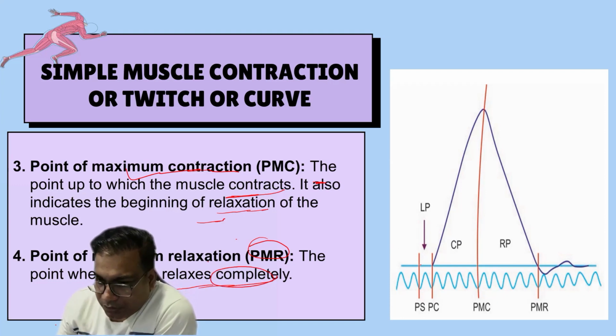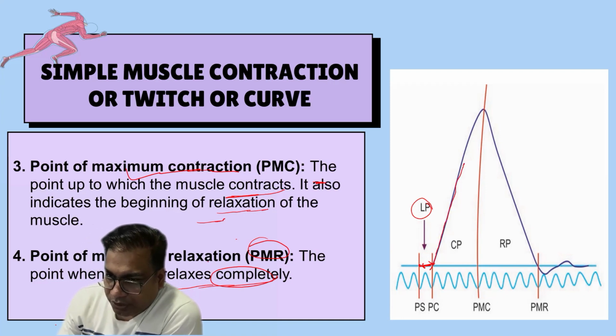Now come to this graph again. This is the point of stimulation, but immediately after stimulation, the muscle doesn't contract. There is a lag, a gap or pause. This period is called latent period. After this latent period, contraction of muscle starts. We call it the contraction period.